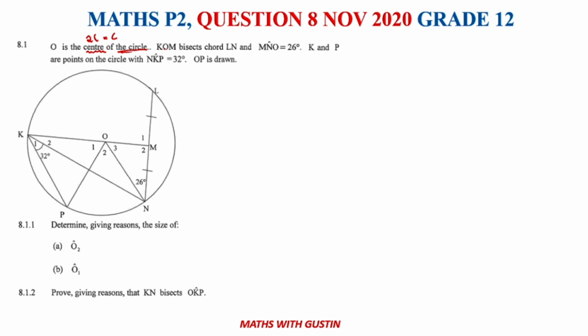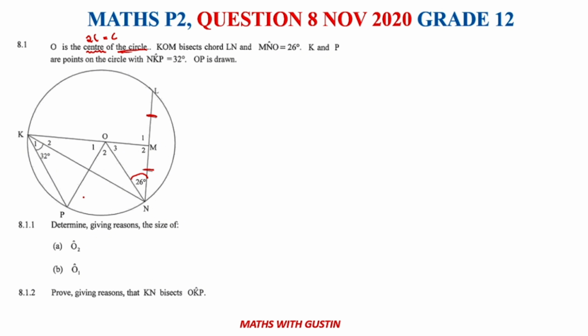And then they said KOM bisects the chord LM into equal sides. There we go, they did state that. And then MNO is equal to 26. We see that, there it is, 26. And then they said K and P are points on the circle, with K is equal to 32.